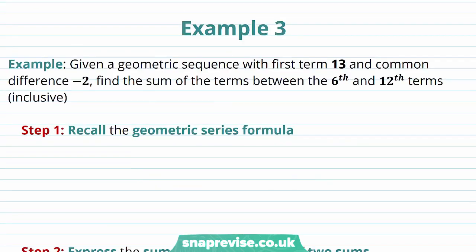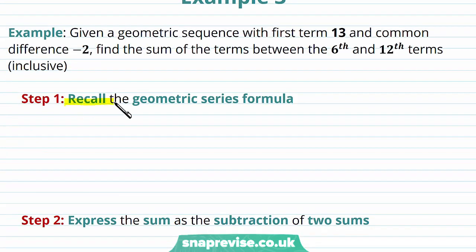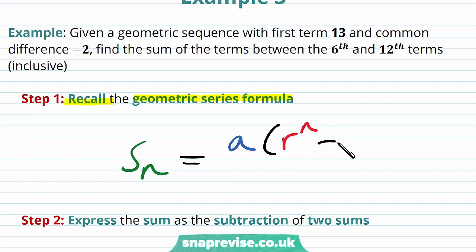Our last example tells us that given a geometric sequence with first term 13 and common difference -2, we are asked to find the sum of the terms between the 6th and 12th terms inclusive. Our first step is to recall the geometric series formula. We have that S subscript n, the sum up to n terms, but specifically starting from the first term, is equal to A multiplied by the r to the power of n minus 1, and then we divide by the r minus 1.